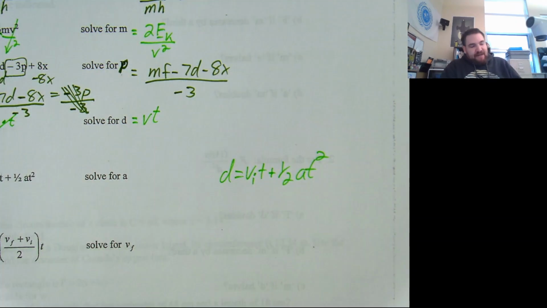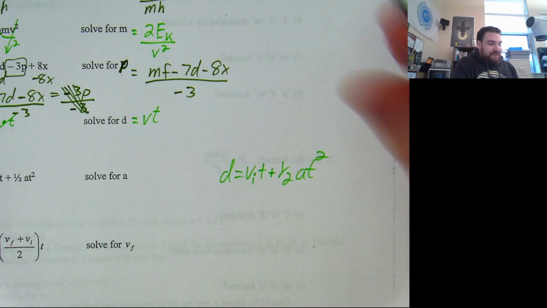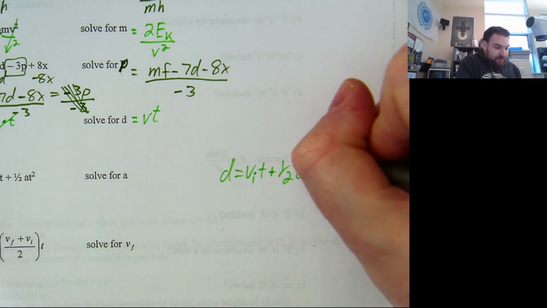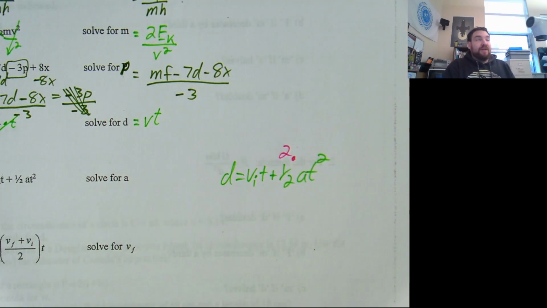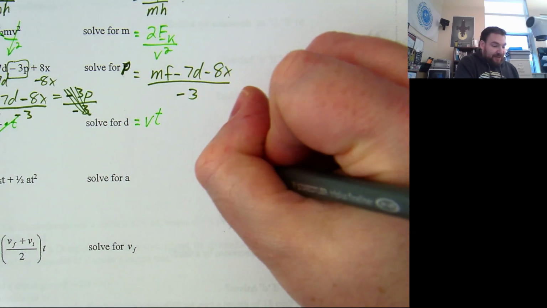Lachlan said, I want to get the a by itself. Let's multiply by 2 to get rid of the half. Okay. If you do that, what needs to get multiplied by 2? Obviously, this is going to get multiplied by 2. What else needs to get multiplied by 2? The d needs to get multiplied by 2.